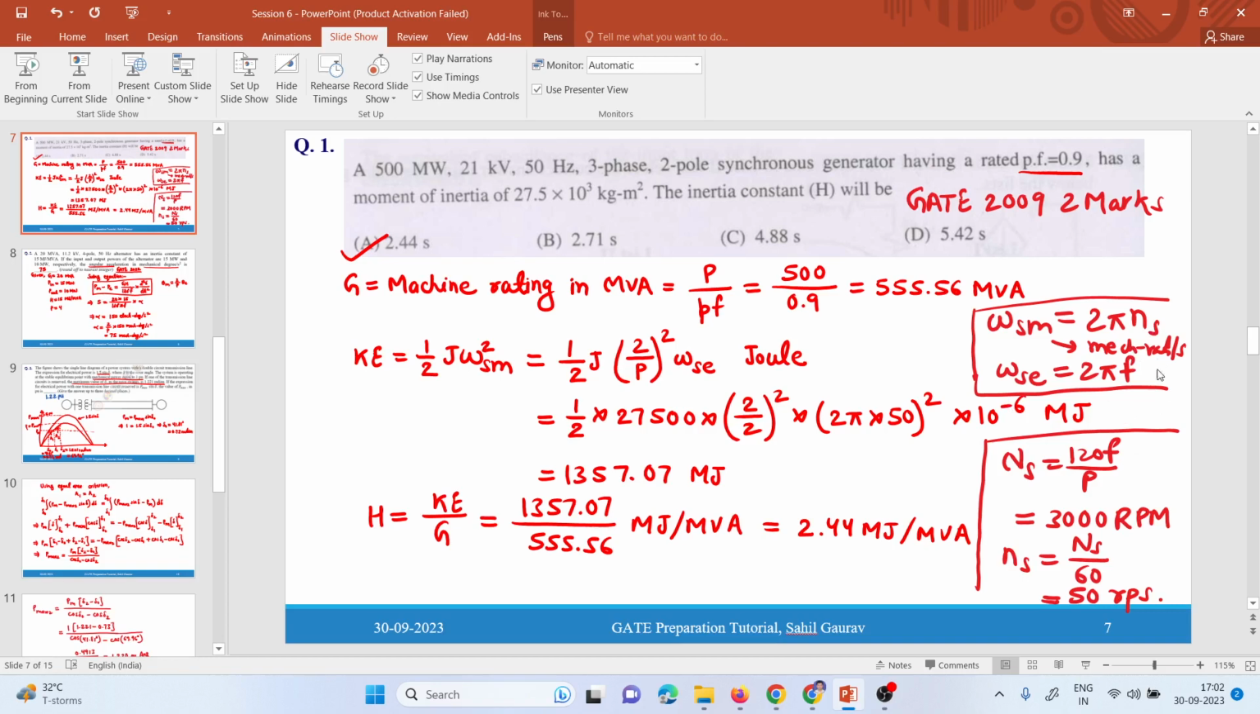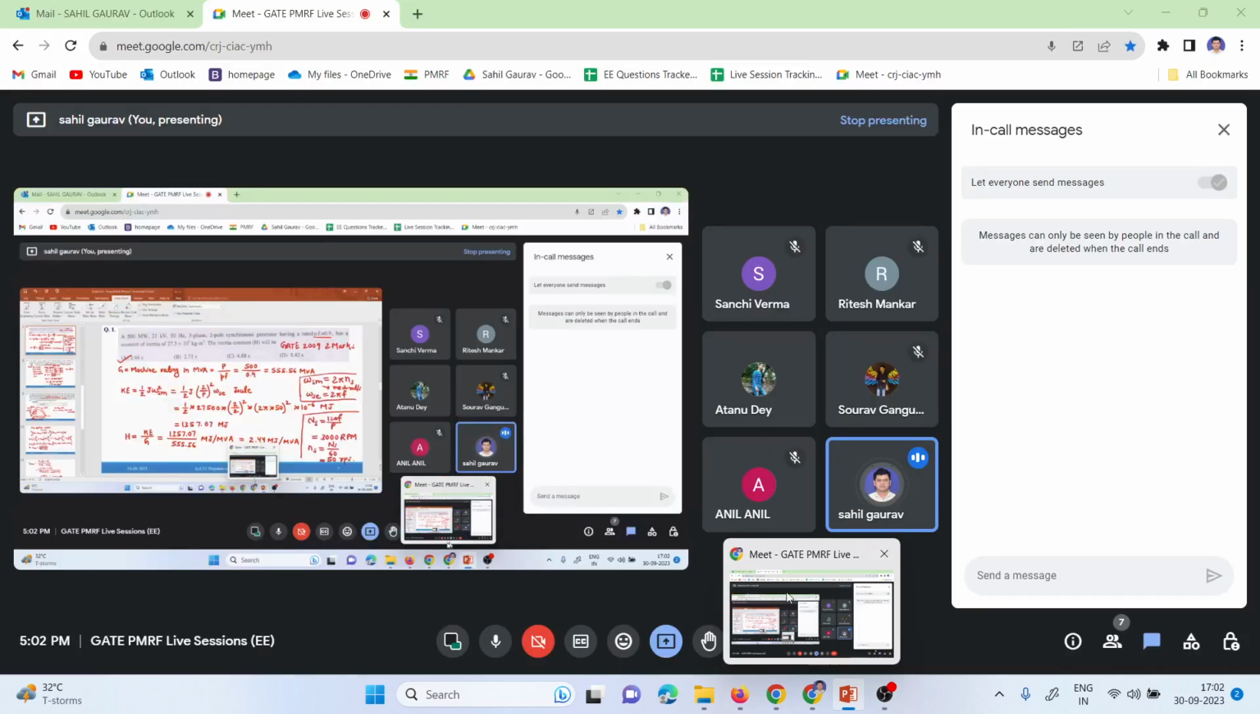And ns you know how to find. ns is in rps, that means 2f by p, revolutions per second. So just take care of this. If you are adding kinetic energy in mechanical radian per second, then you have to put this value. And if you have found the omega electrical, then you have to convert this expression into this form. Either way, you will get the same answer. This is a very silly mistake people make.